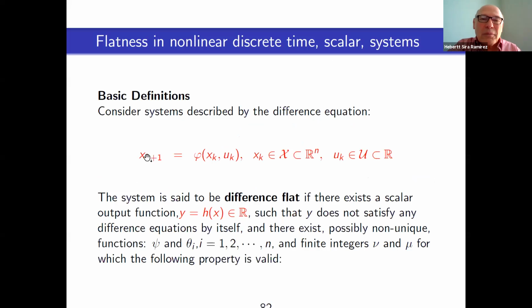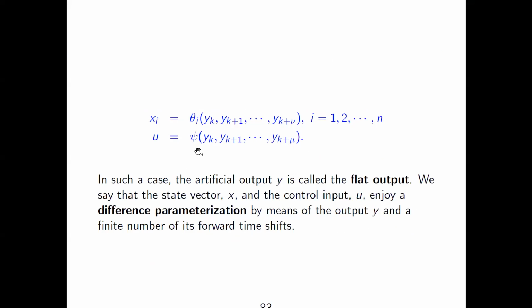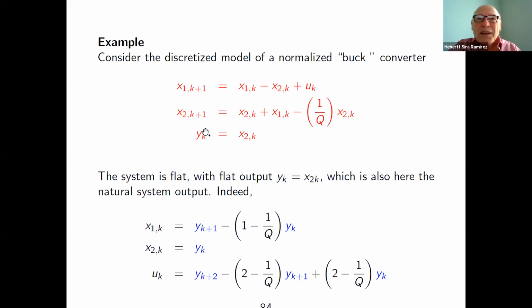X can of course be parameterized in terms of y and its advances. And u can also be parameterized in terms of y and its advances. You will see it in the next example, which is rather simple, how this works out. Great, thank you. And if it's not clear from the example I'm going to give you, just let me know, and we will come back to this.